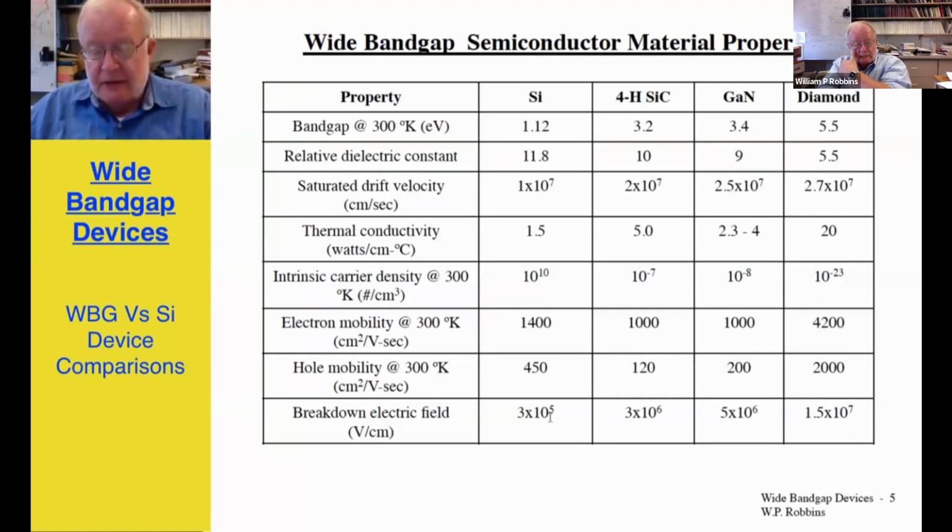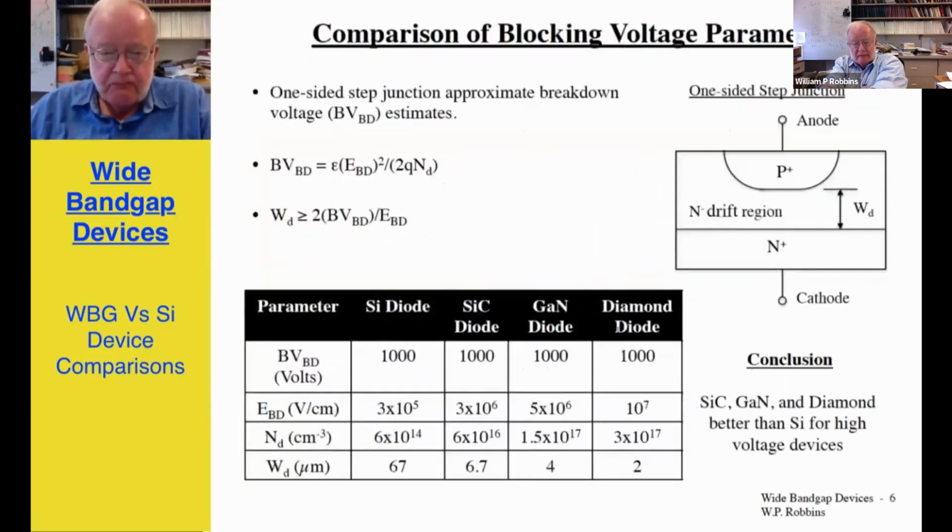The main factor that plays into why semiconductor materials that have wide band gaps make better devices is the breakdown field strength. Silicon is only about 300,000 volts per centimeter. All of the rest are at least an order of magnitude larger, and as we're going to see a little bit later, this is the prime factor that makes the wide bandgap materials superior devices for power electronic applications.